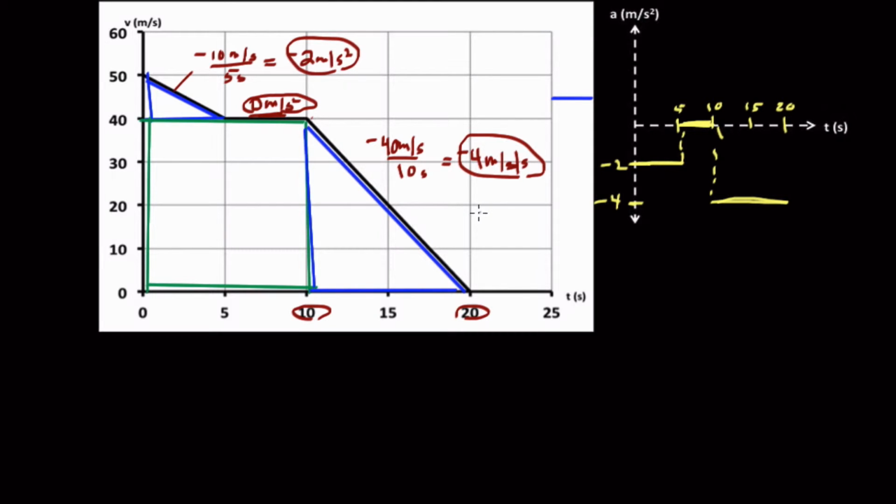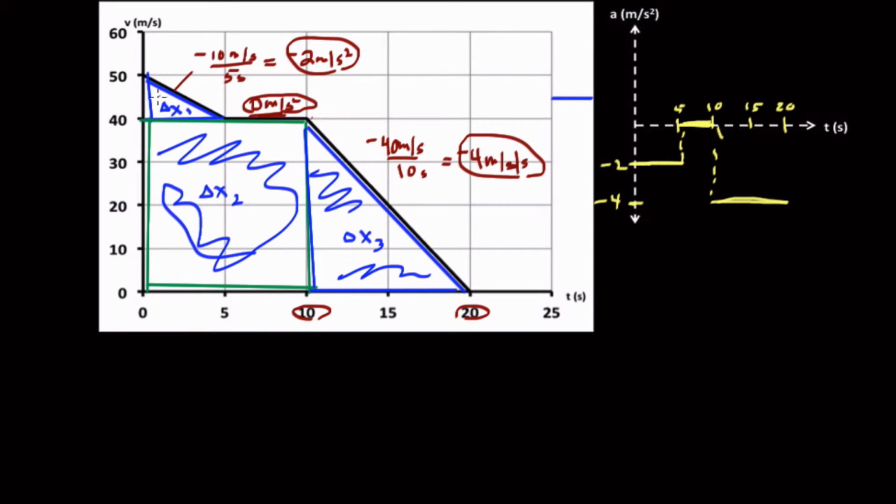So this is how far the object is going to end up from where it started. We'll call this delta x1. We'll call this delta x2, and we'll call this delta x3, just so you can follow my work. So we'll find this area, we'll find this area, and we'll find this area here.